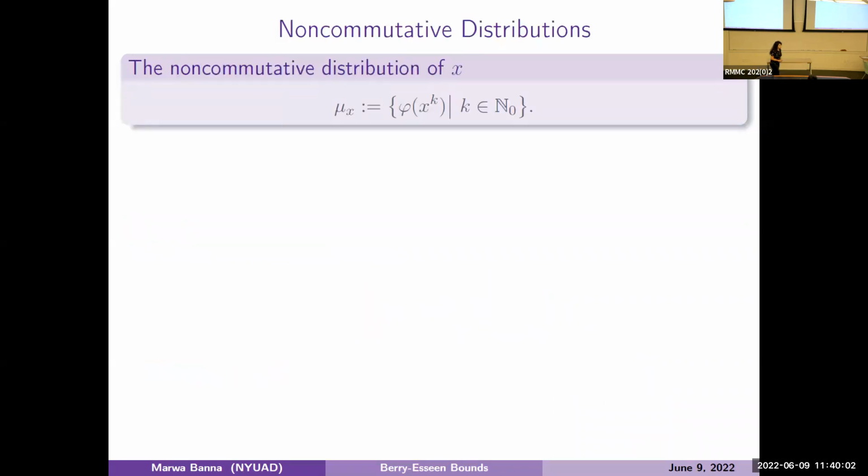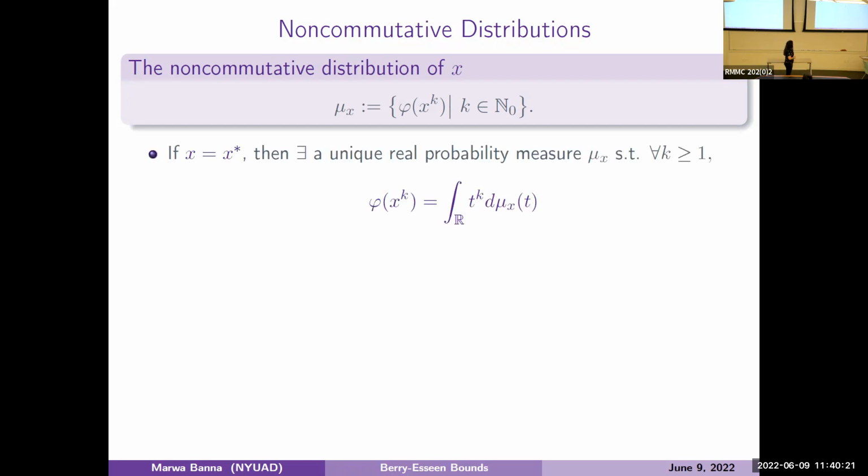So what are distributions? We've seen them in the mini course by Harry Bercovici. I'm going to recall them quickly. The non-commutative distribution of x is the collection of all moments. This is in the scalar setting. And we've seen that if we have a self-adjoint operator, then we can describe this combinatorial object using a real probability measure mu x that has the same moments as x.